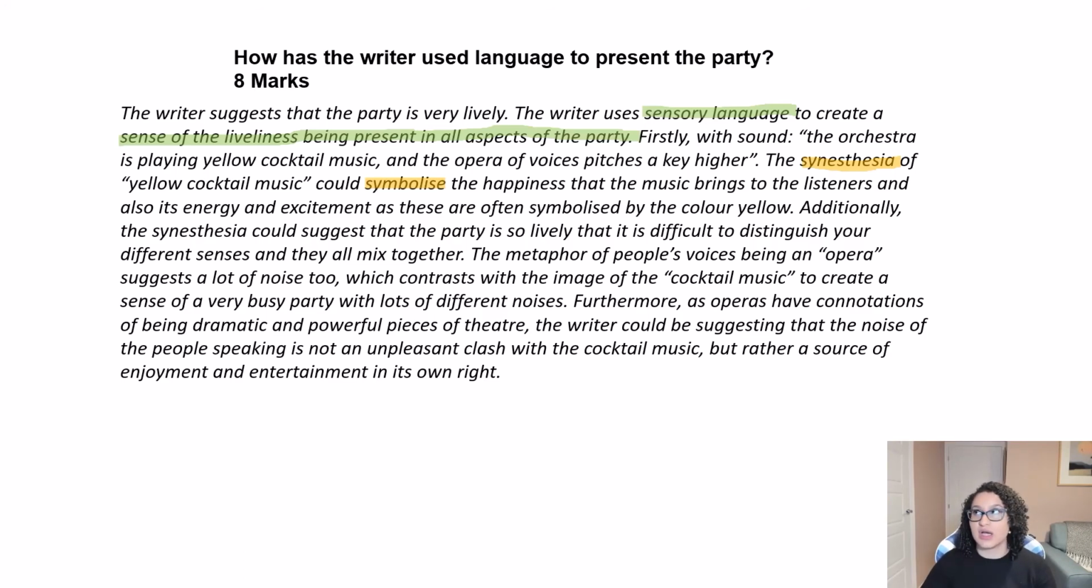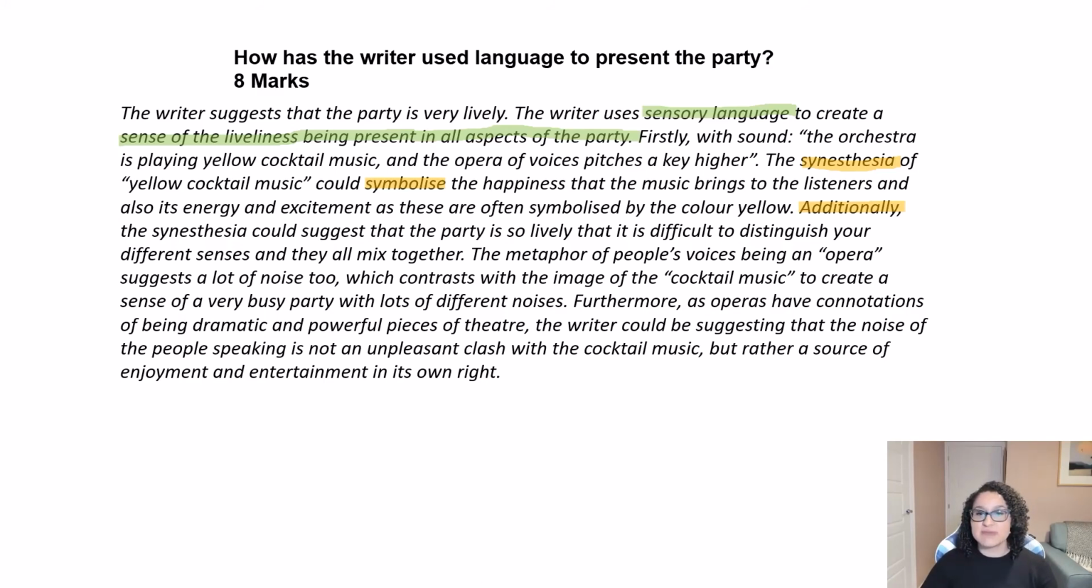So now it's broken down in a lot more detail exactly how that synesthesia is creating meaning, how it's presenting things as lively. Additionally, the synesthesia could suggest that the party is so lively that it is difficult to distinguish your different senses and they all mix together. So this is something that's starting to get it into the level 4 in terms of being insightful and detailed, because it's not just looking at one meaning behind a quotation. It's looking at multiple possible ways of interpreting it, as indicated with that adverb there, additionally. It's like another way we could interpret it. And that's kind of a sign of a good level 4 potential answer there, the fact that it's considering multiple ways of interpreting a quotation.